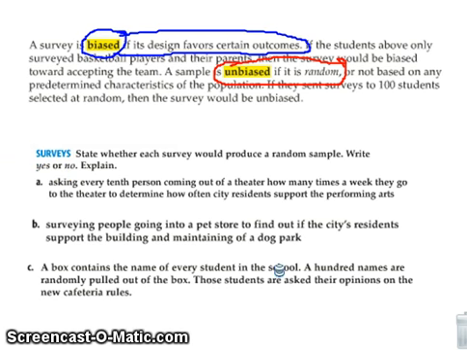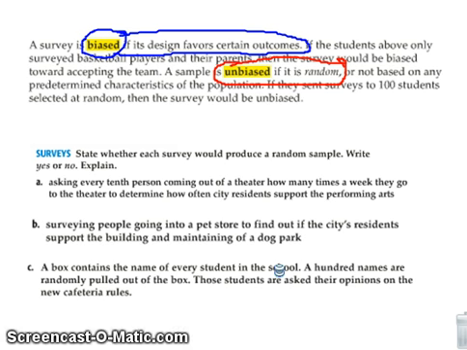A survey is biased, and I have that circled. You want to put that in your notes. A survey is biased if its design favors certain outcomes. And if the survey, this says, if the students above only surveyed basketball players and their parents, then the survey would be biased towards accepting the team. That wasn't from an example, but if you just choose one particular group to survey, then a lot of times you have a biased survey.